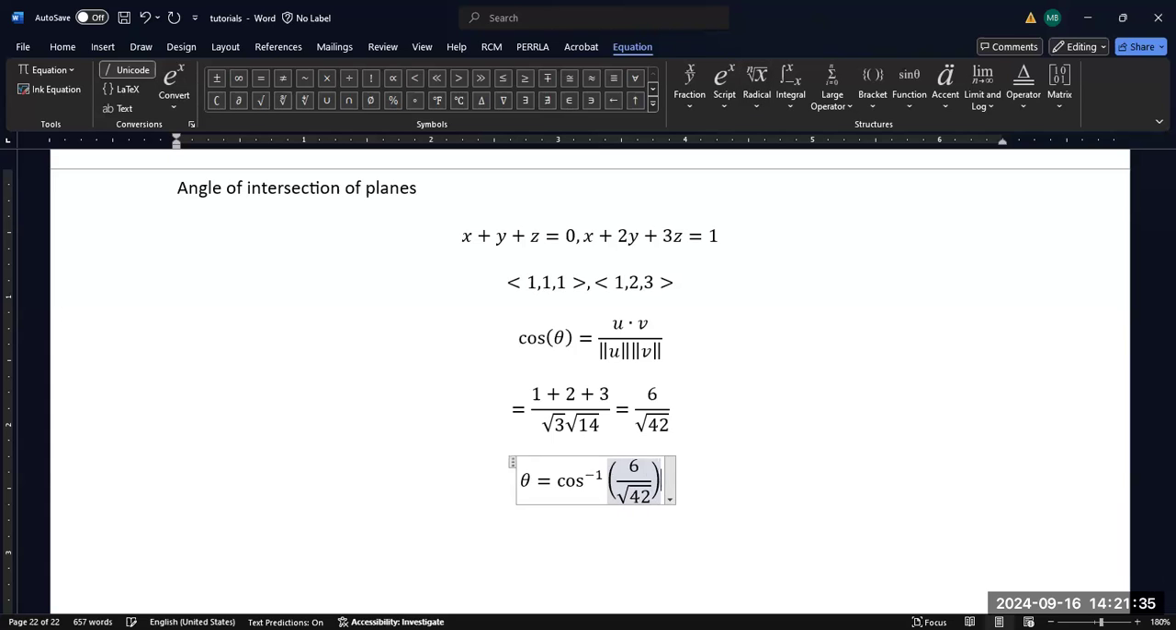Now, this is not going to be a nice angle, obviously. So I'm going to represent it in both radians and in degrees. So if I do inverse cosine of 6 divided by the square root of 42, I'm going to get 0.38759, blah, blah, blah, radians, or in degree mode, and I'm just using my calculator for this, I get about 22.2 degrees.